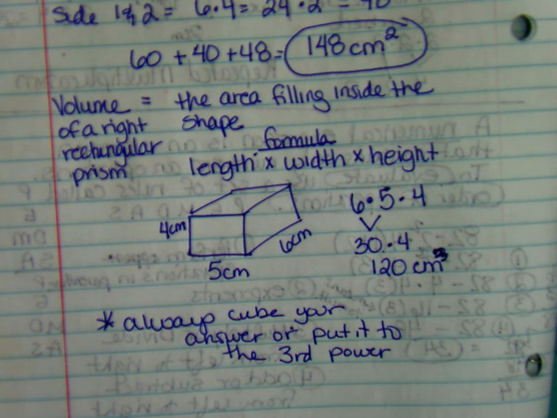And that is volume, surface area, area, and perimeter. And that's geometry in a nutshell.